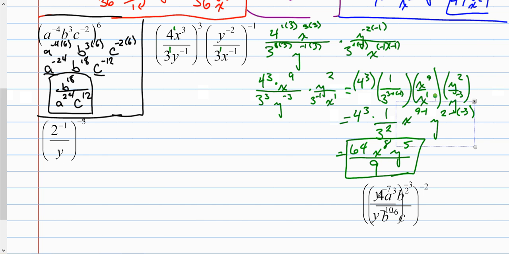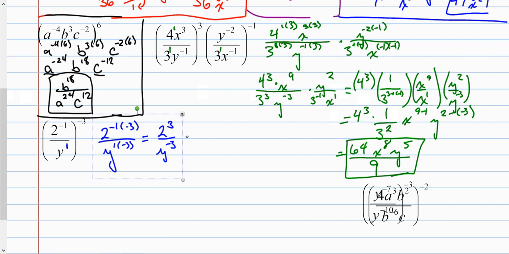The strategy I'd like to employ with this 2 to the negative 1 over y, all to the negative third, I'm still going to distribute my exponent through. So I'm going to have 2 to the negative 1 times negative 3 over y to the 1 times negative 3. And so that's going to give me a 2 to the positive 3 over y to the negative 3, which results in a 2 cubed I can do. 2 cubed is 8, y to the third.